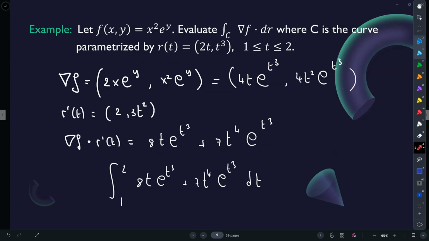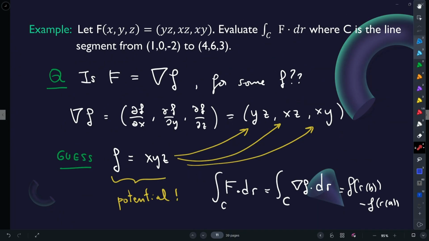So in the first example, the vector field was already a gradient. In the second example, they give me a vector field. And what I'm saying is that if you figure out that this is a gradient, then we can use the theorem of line integrals to just solve it very easily. Not every vector field is a gradient. Not every vector field is conservative, but many of them are.